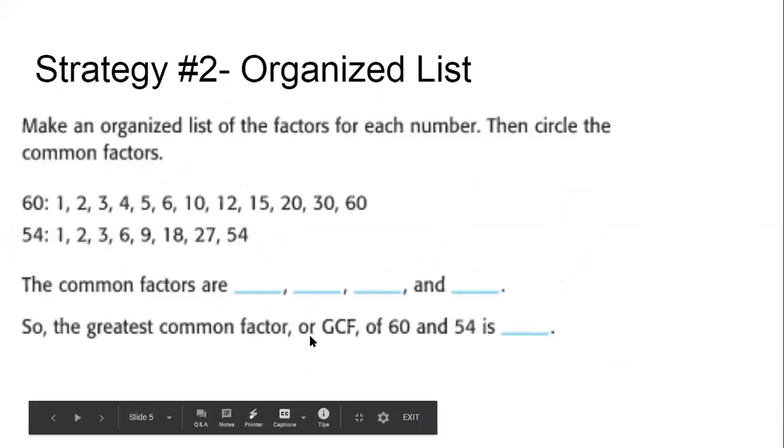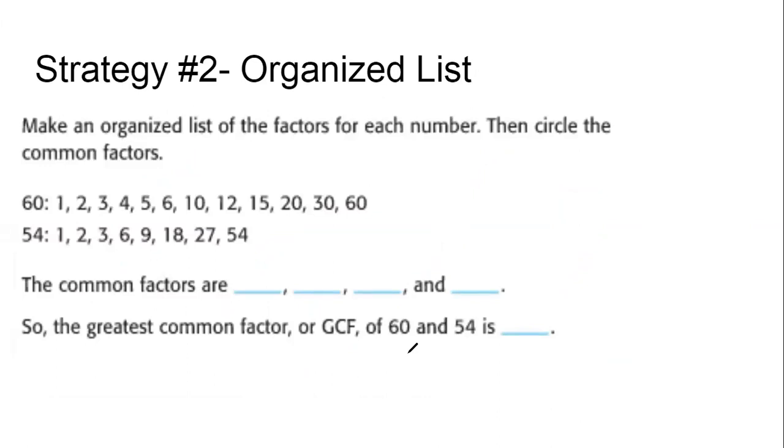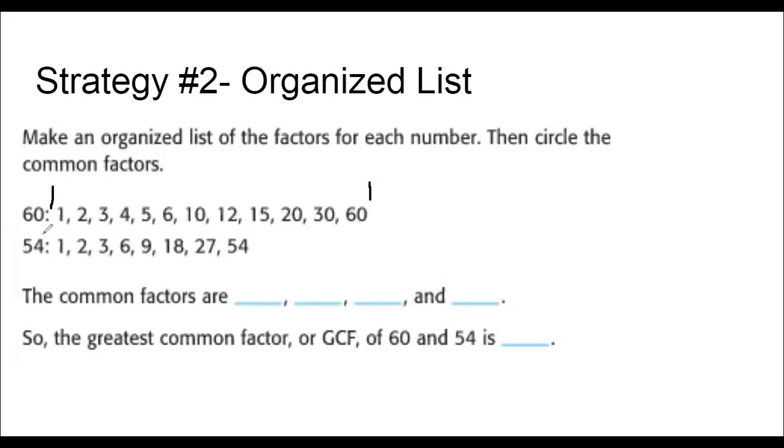So, for example, if we're comparing 60 and 54, we list all the factors we can think of between 1, starting here to the left, and the number itself. And we do that for both numbers, for 60 and for 54. Once we have completed the list, we go back and we circle the common factors.